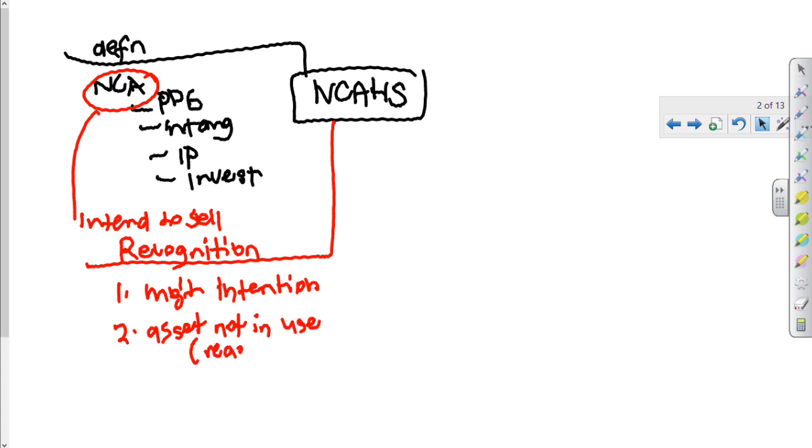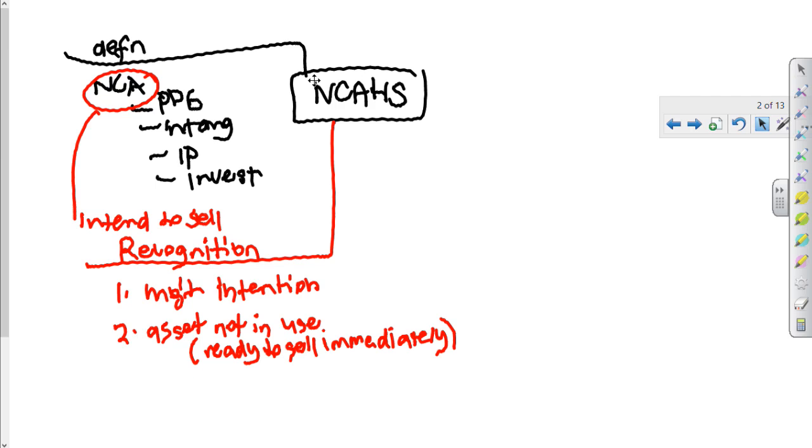ready to sell immediately. So if I, for example, have a machine and I'm still using the machine, but I think I might want to sell it. It doesn't meet this criteria, does it? I'm still using it. It has to stay in PPE. It has to be an asset that I'm not using anymore.